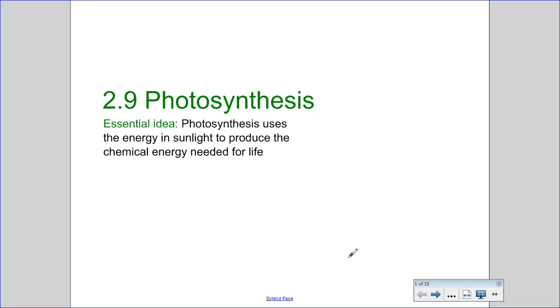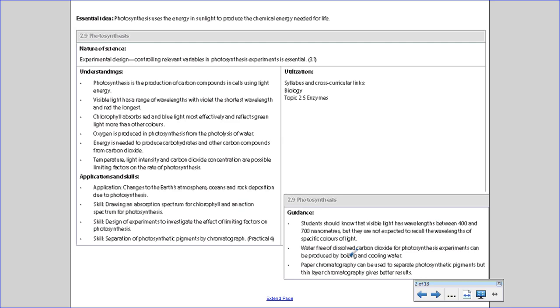This video will cover subtopic 2.9, photosynthesis. Here are a list of understandings, applications, and skills that will be covered in this video.